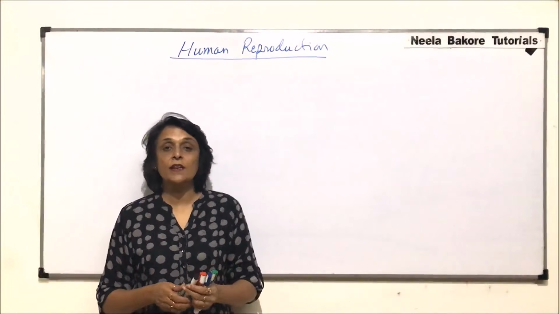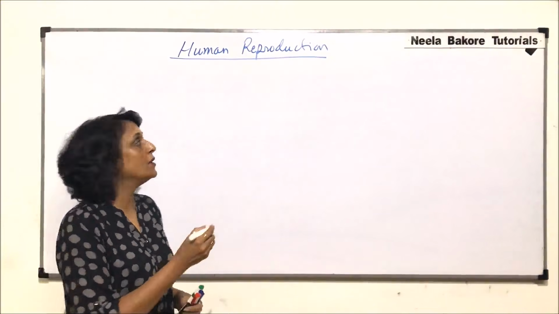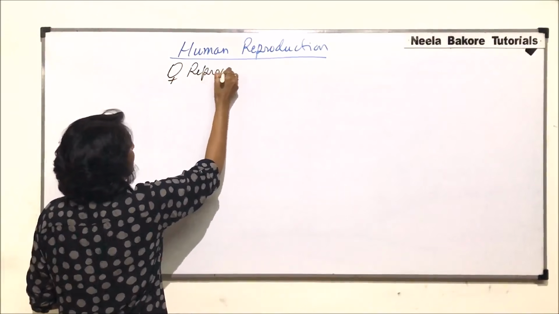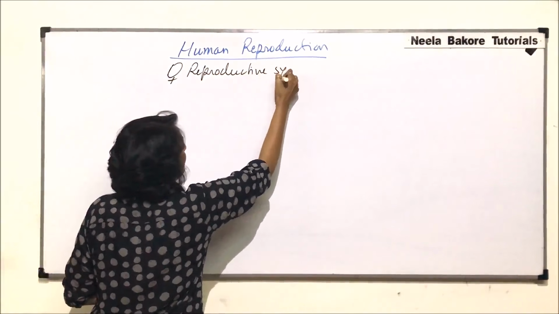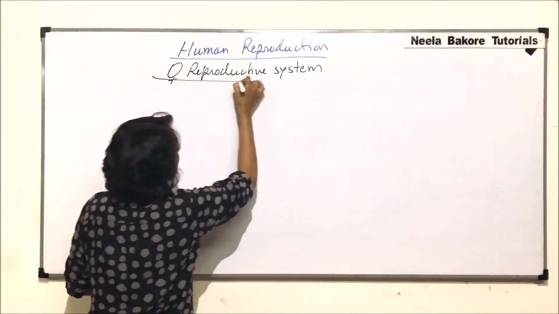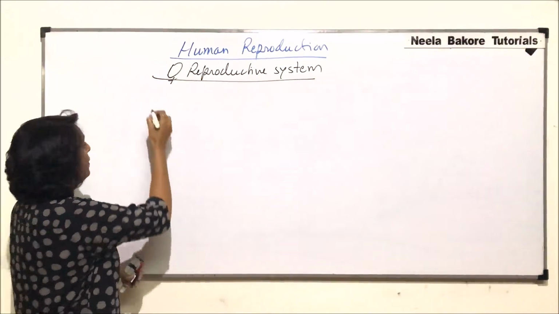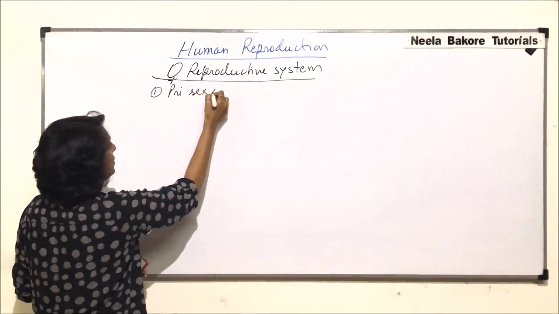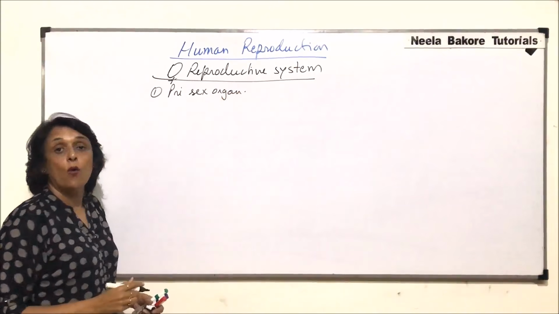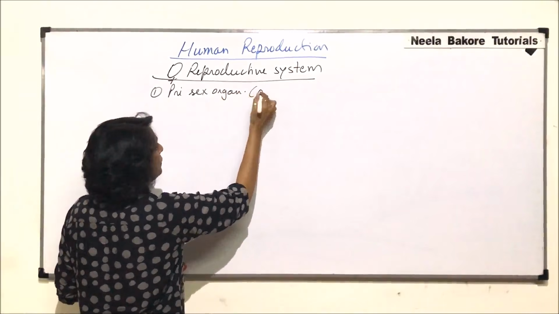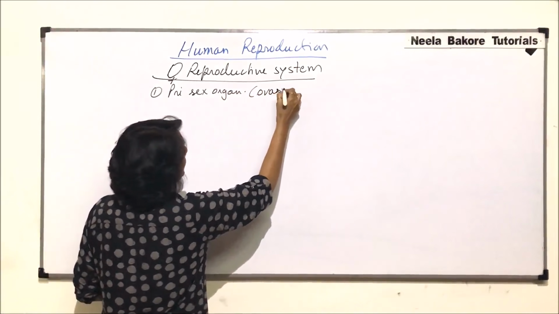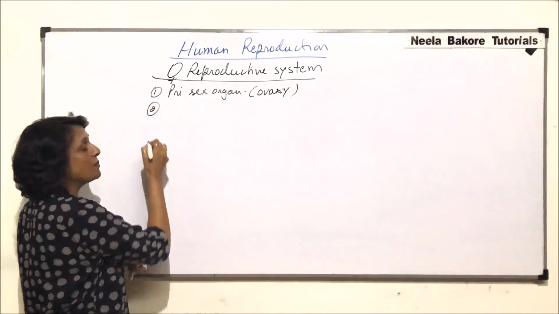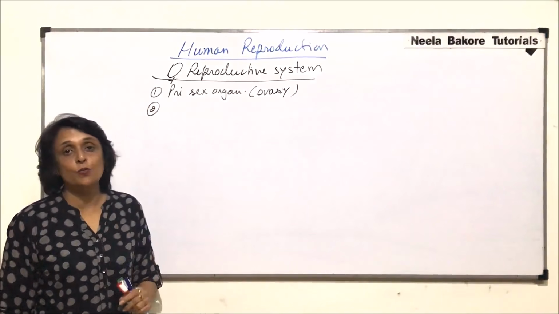In this video, we will study the different parts of the female reproductive system. In the female reproductive system also, there is a primary sex organ, that means the ovaries. So a pair of ovaries are there. So the primary sex organ is the ovary. Then there are some other organs and ducts which help.